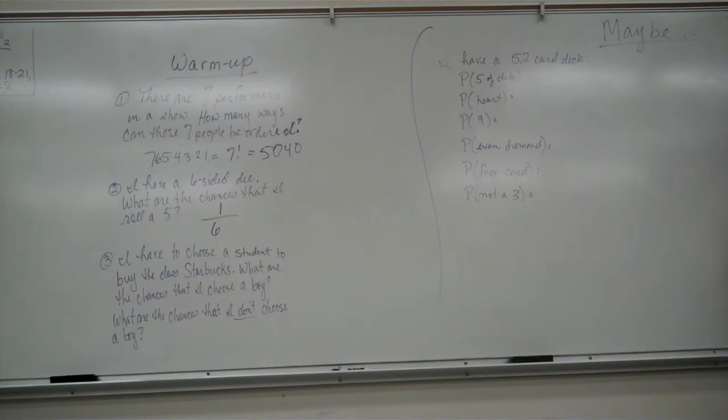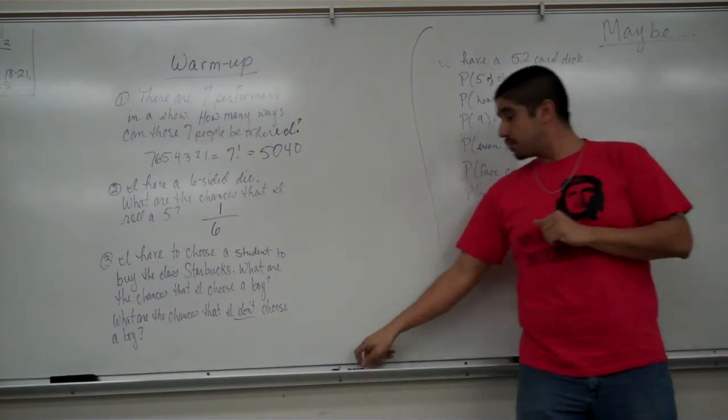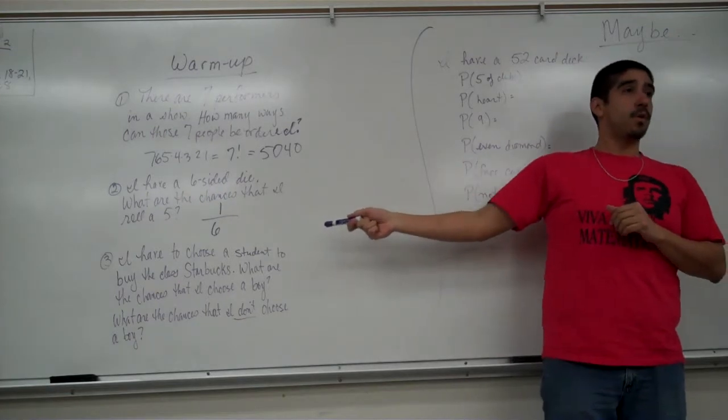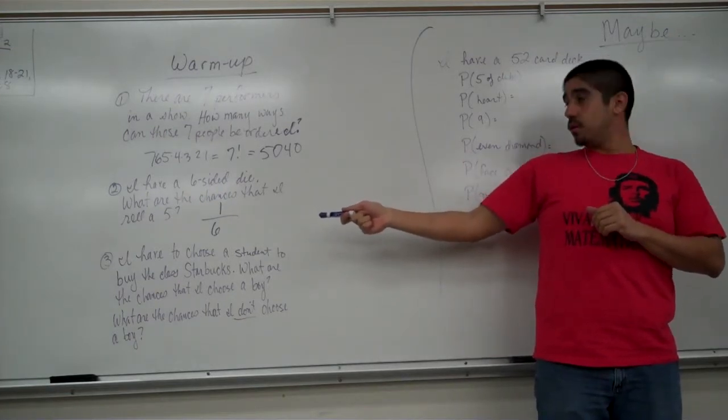Wait, there's 33 people or 34? I don't know. We got 33. Did you count? 34, yeah. What'd you get? 33. Did you include yourself? The class is us? You included the TA. What does it say? What are the chances that you choose a boy?